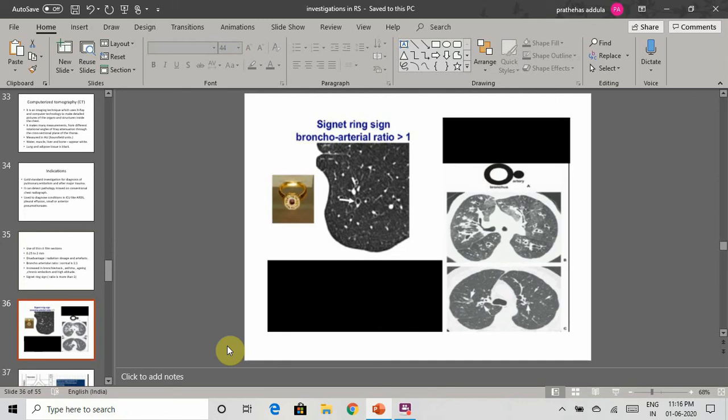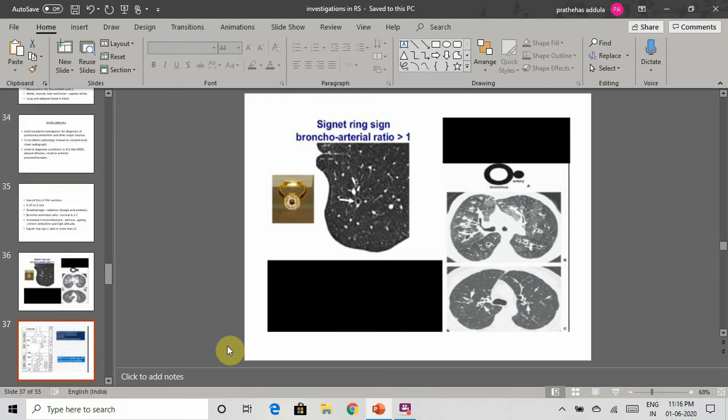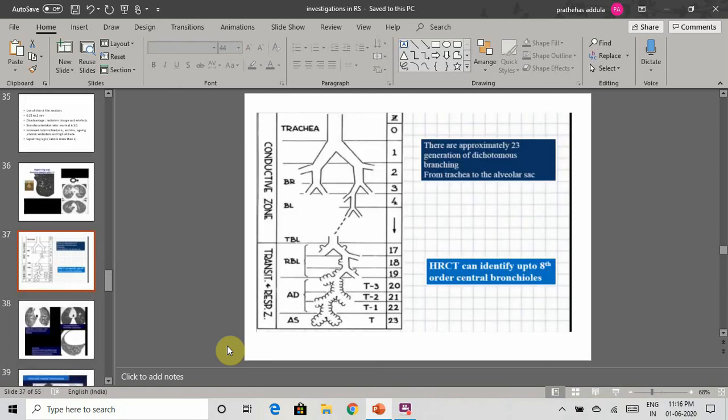Signet ring sign where bronchoarterial ratio is more than 1. So the following image shows increased ratio where bronchus is more diameter than artery. Appears to type that of a signet ring. There are approximately 23 generations of dichotomous branching from trachea to alveolar sac. HRCT can identify up to 8th order of central bronchioles.